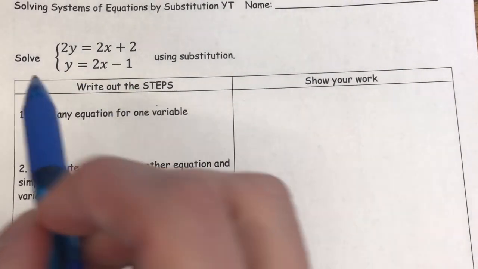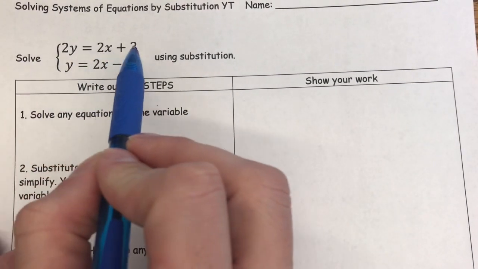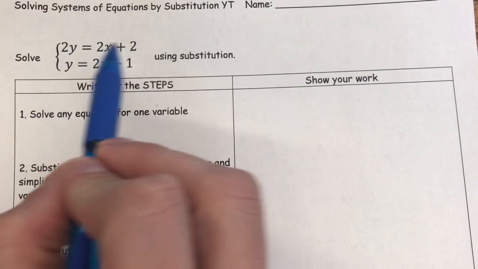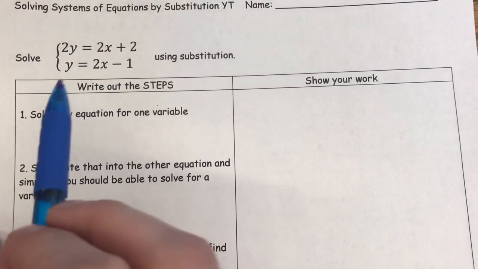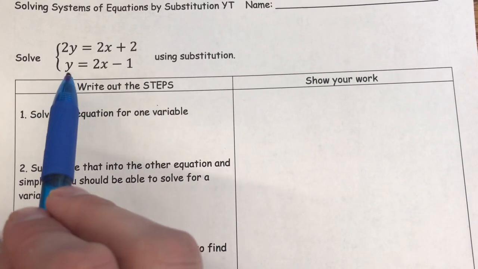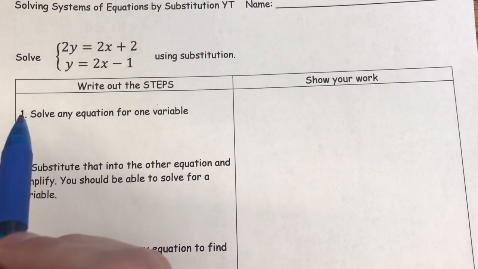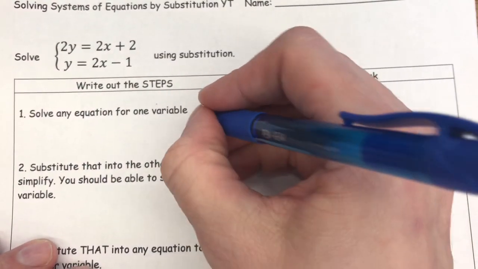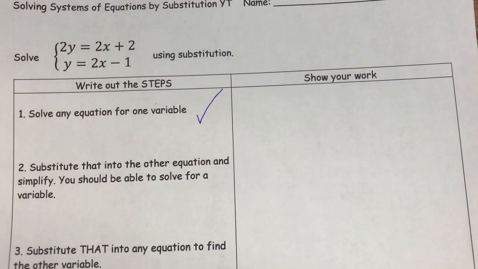So looking at the top equation, I have 2y equals 2x plus 2. Y is not all by itself, and x is not all by itself, so my step 1 is not done for the first equation. However, my second equation is y equals. So the bottom equation is solved for y. So step 1 is already done for me.